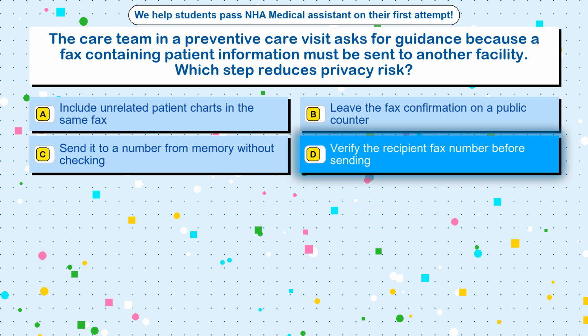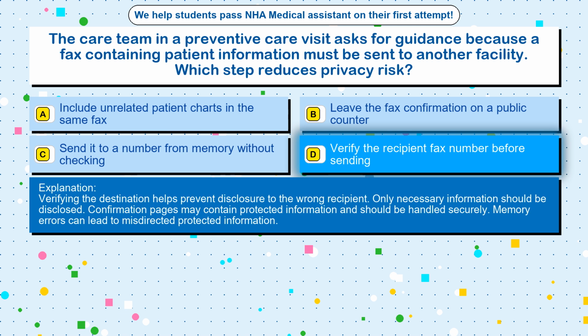The correct answer is option D. Verify the recipient fax number before sending. Verifying the destination helps prevent disclosure to the wrong recipient. Only necessary information should be disclosed. Confirmation pages may contain protected information and should be handled securely. Memory errors can lead to misdirected protected information.